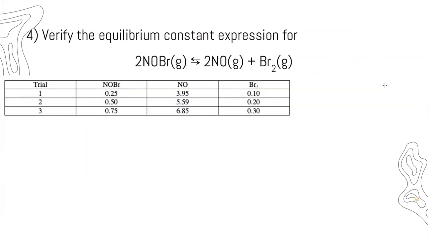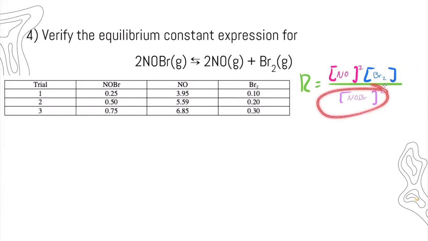Lastly, for the decomposition reaction between nitroso bromide into nitric oxide and bromine gas, my equilibrium constant expression is just my products divided by my reactants, making sure to include my powers for my coefficients. And now with my data table, I can just simply plug in.